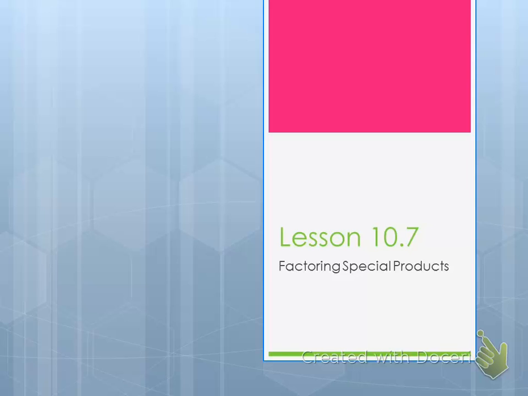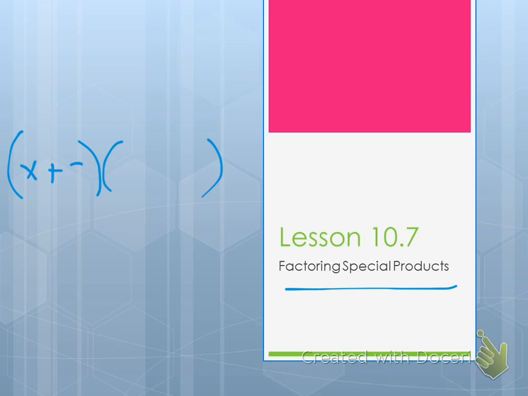All right, today we're going to be doing lesson 10.7 and 10.8. But we're going to start off with lesson 10.7, which is factoring special products. All that means is we're just going to be doing factoring just like we did on the earlier sections of chapter 10. When you factor, your answer will always end up as two parentheses. Sometimes it would be like x plus 2, x minus 8. Sometimes there may be different numbers, but that's what your answer will always end up, okay?